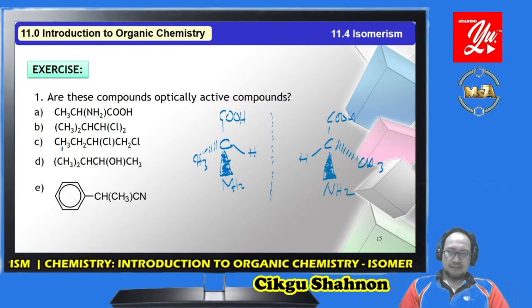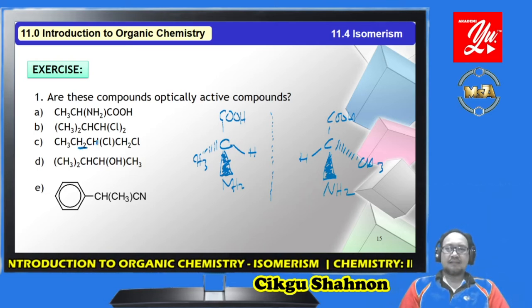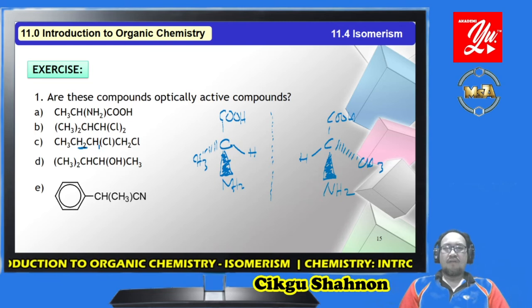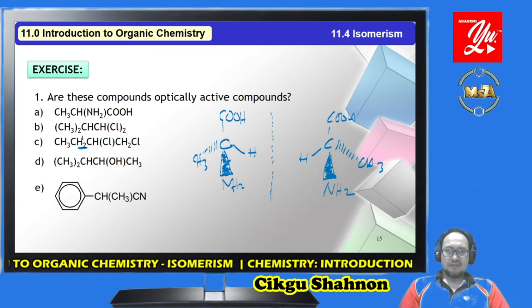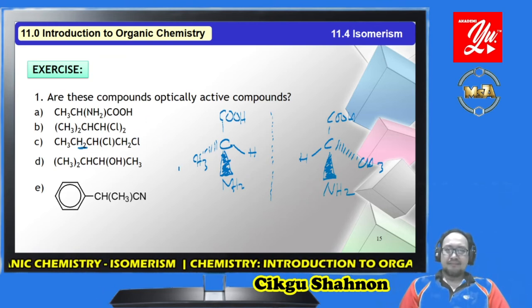Look at this. This carbon, no. This carbon also no because of 2 H. This carbon, yes. This carbon has four different groups of atoms attached to it: H, CH2CH3, Cl and CH2Cl. I will just use this one.